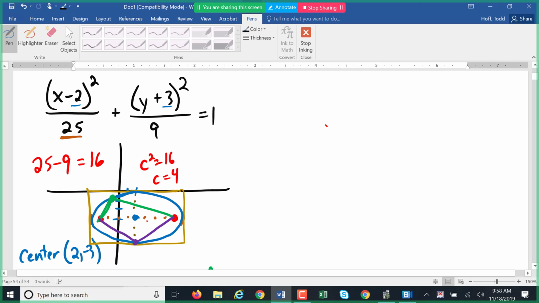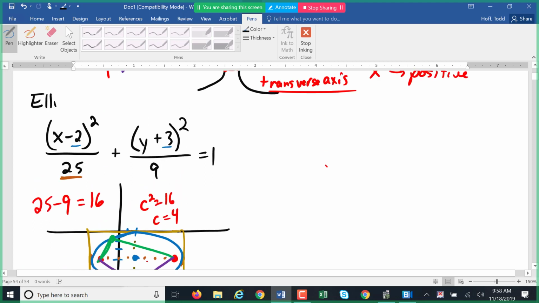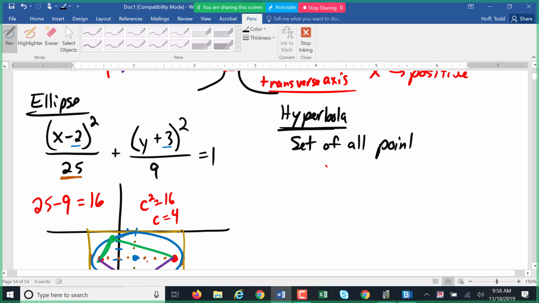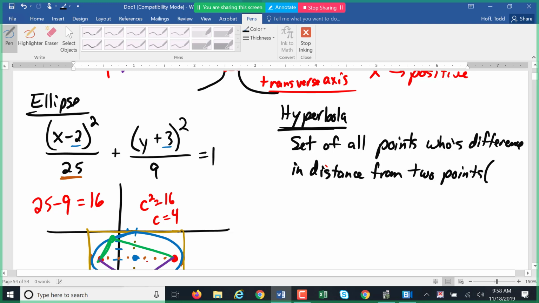A hyperbola is a set of all points whose difference in distance from 2 points, in other words, from the foci, is a constant.